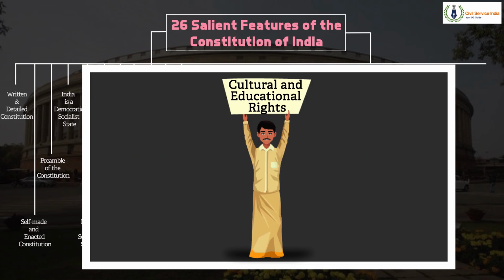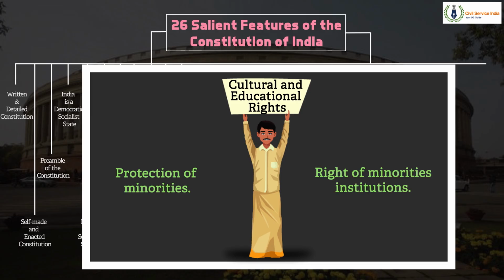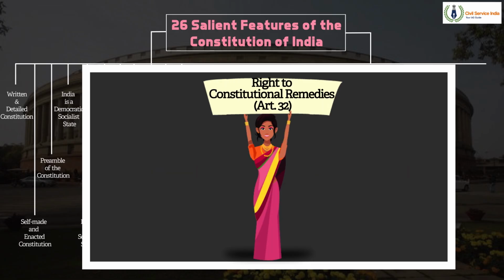Cultural and educational rights. Under this category, the Constitution guarantees the rights of the minorities to maintain and develop their languages and cultures. It also confers upon them the right to establish, maintain and administer their educational institutions. Right to constitutional remedies, Article 32. This fundamental right is the soul of the entire Bill of Rights. It provides for the enforcement and protection of fundamental rights by the courts. It empowers the Supreme Court and High Courts to issue writs for the enforcement of these rights.